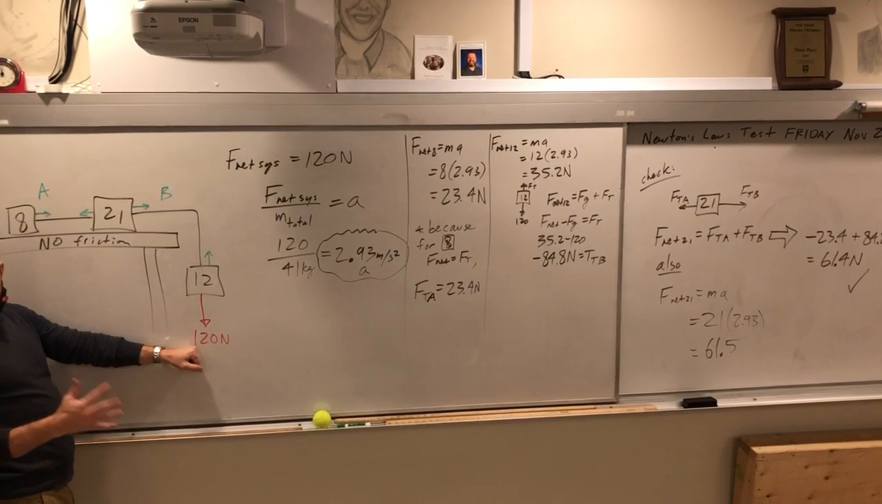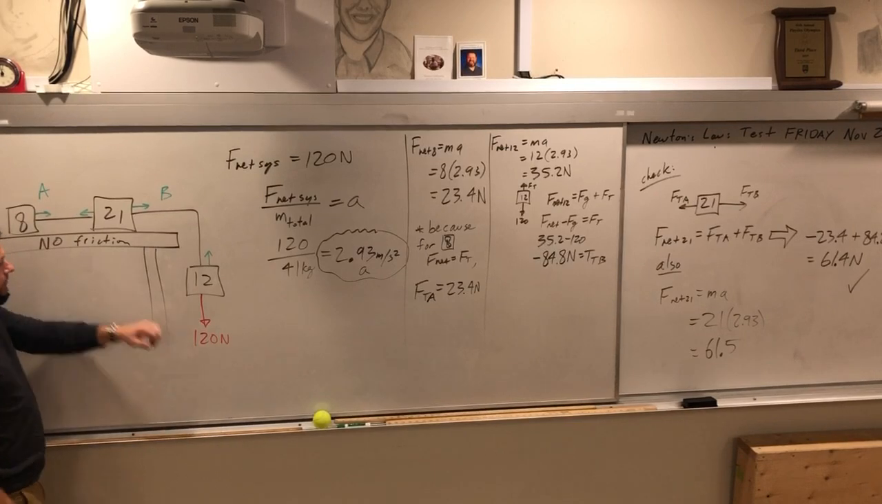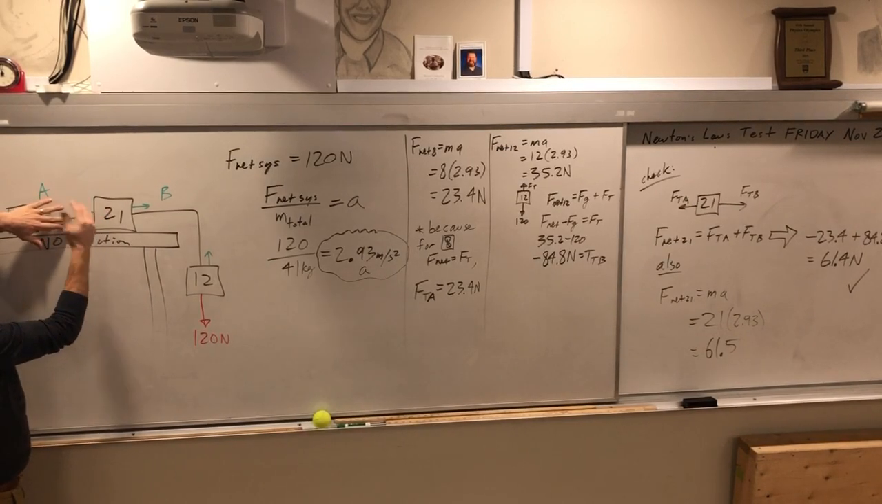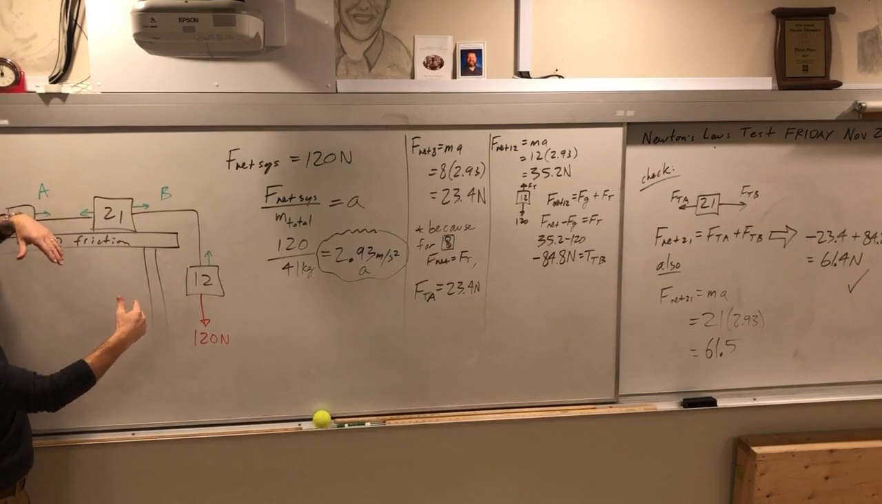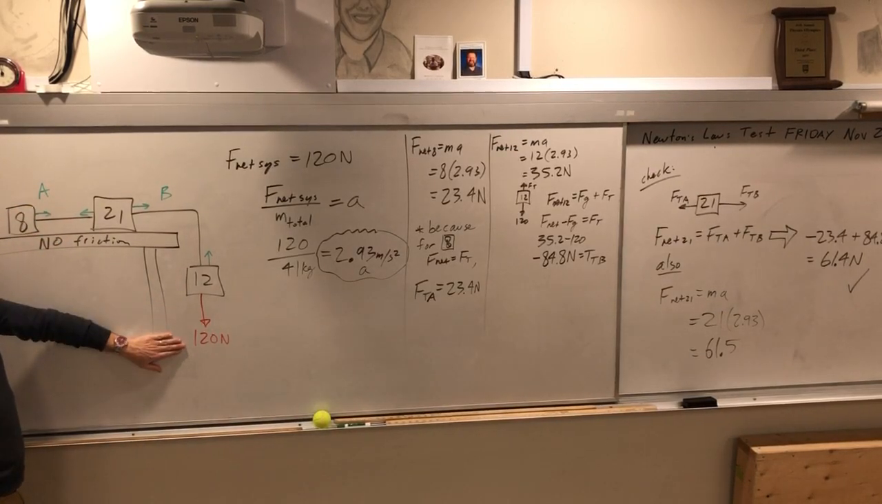I wouldn't give you friction if there are 2 masses on the table. If there was 1, I might give you friction here. I might say there's 40 newtons of friction here, and then you would have negative 40 and 120 and you'd add those together to get the net force. But there's no friction here, so this is the net force.